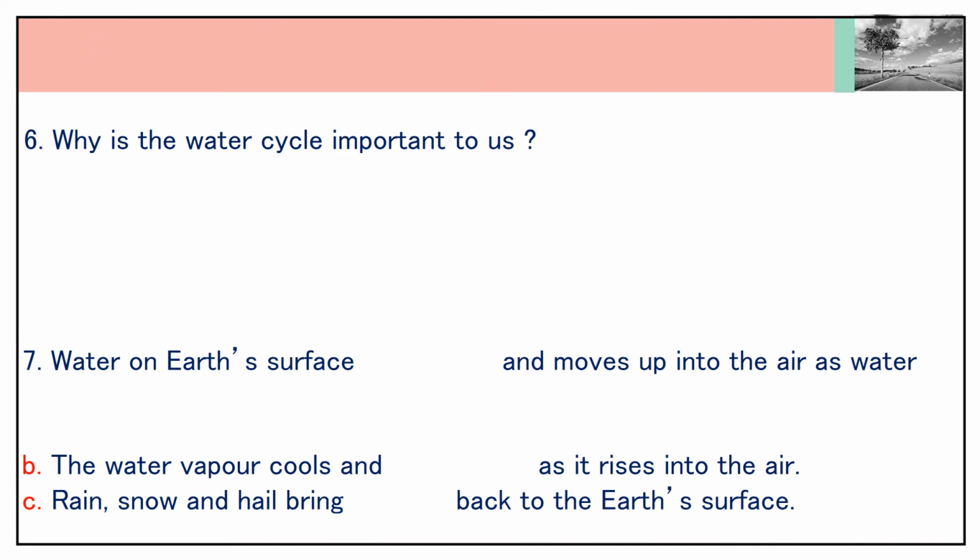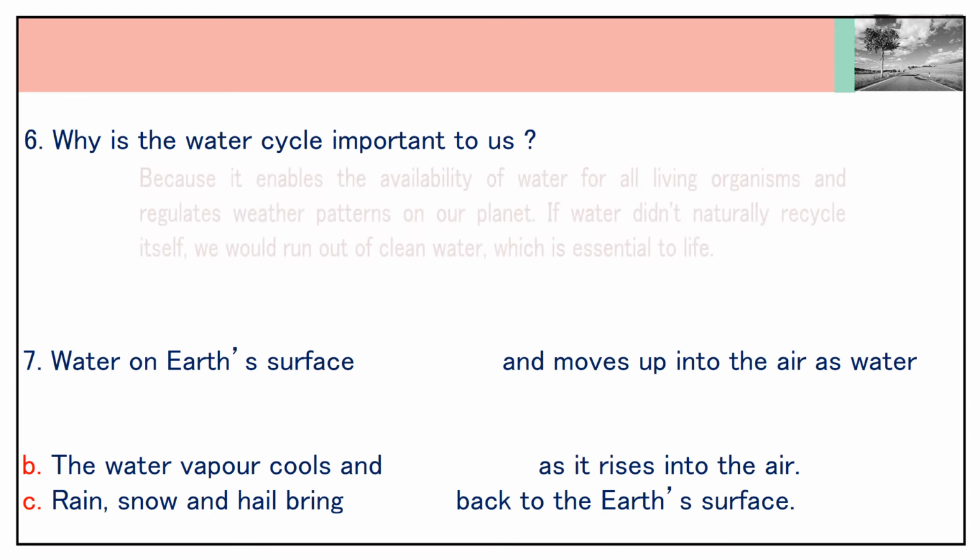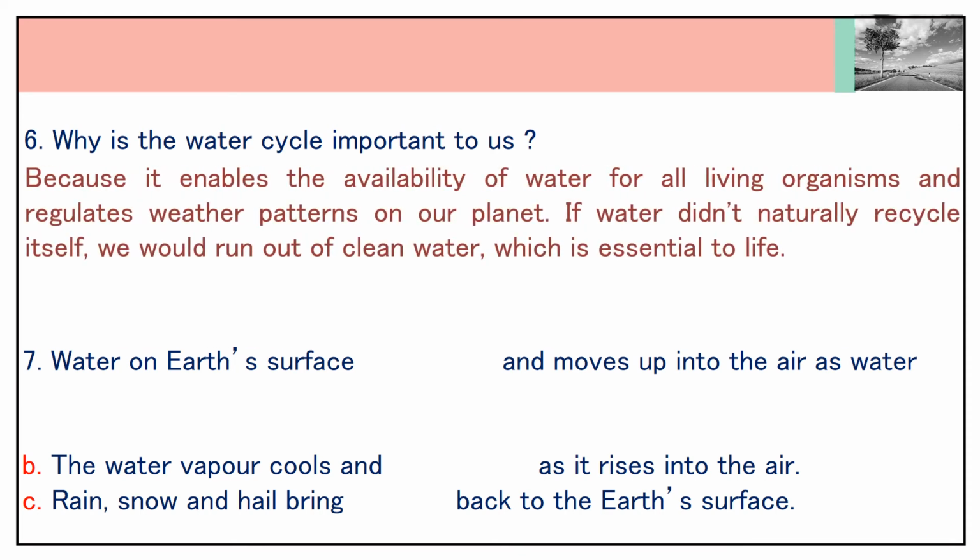Question 6. Why is the water cycle important to us? The answer will be because it enables the availability of water for all living organisms and regulates weather patterns on our planet. If water didn't naturally recycle itself, we would run out of clean water, which is essential to life.